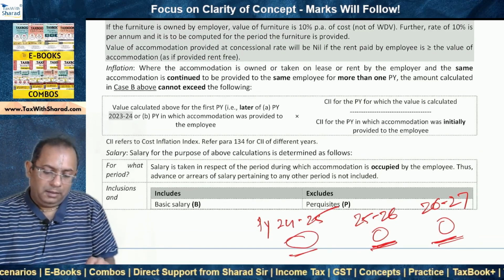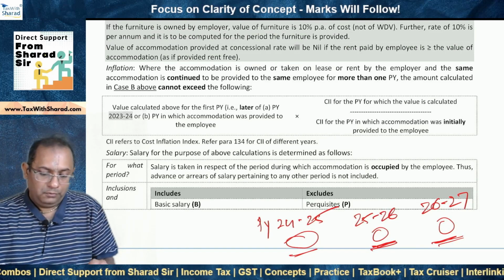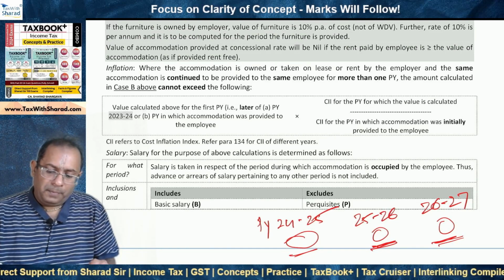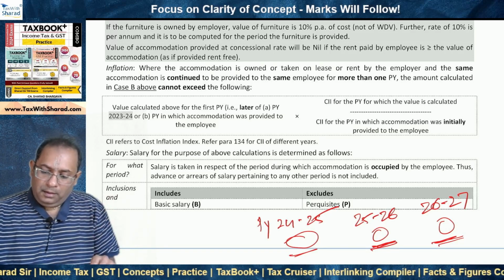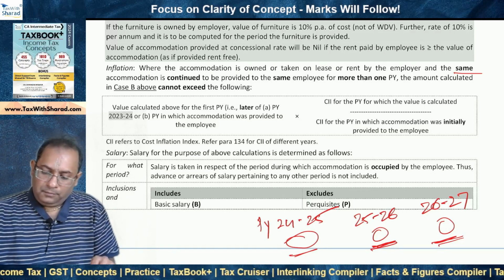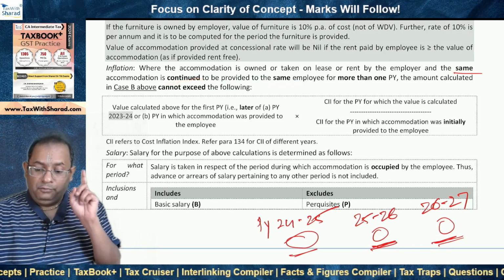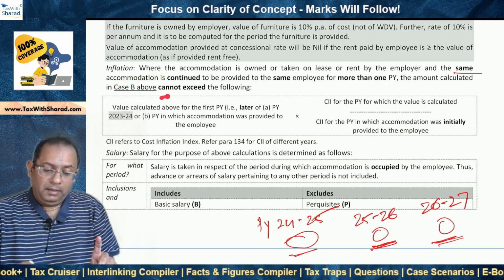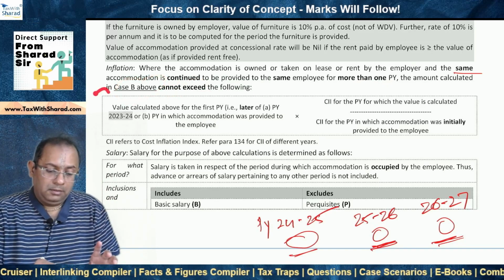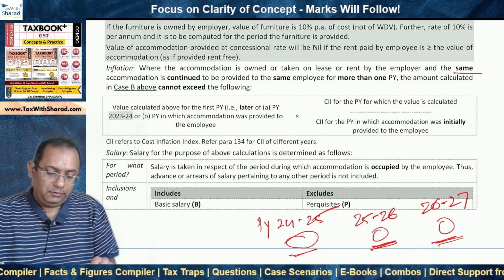So let's look at the provision and how this inflation linked adjusted valuation works. As we saw, if the same accommodation continues to be provided to the same employee for more than 1 year, the amount calculated in case B above cannot exceed the following, and this is how we compute the amount to which the valuation needs to be restricted.